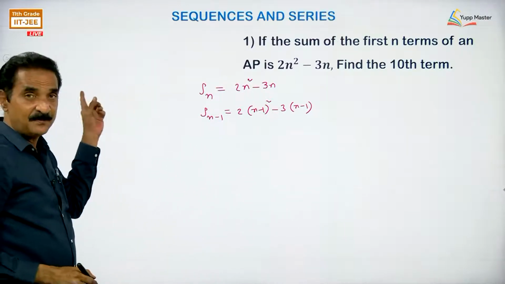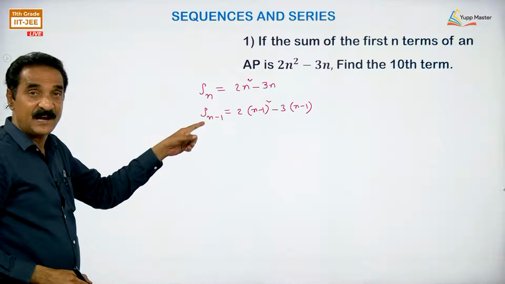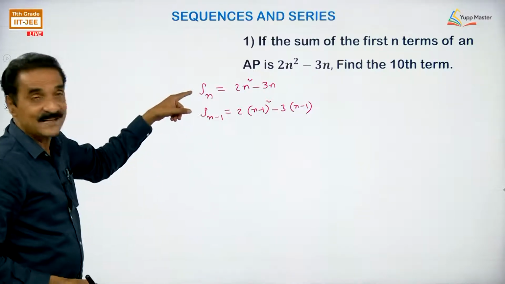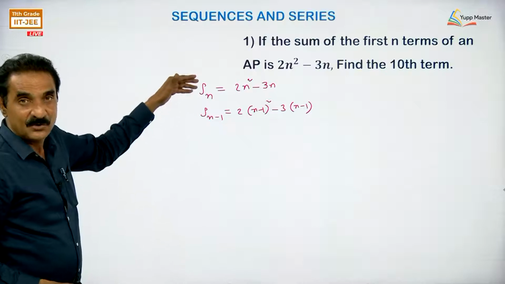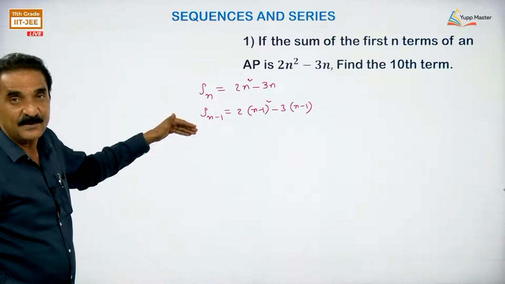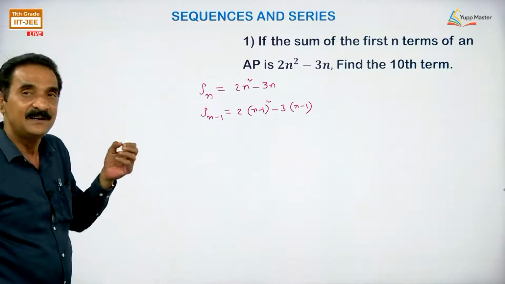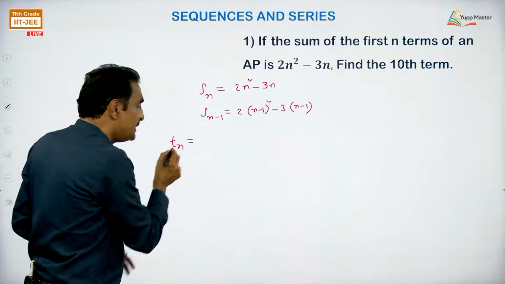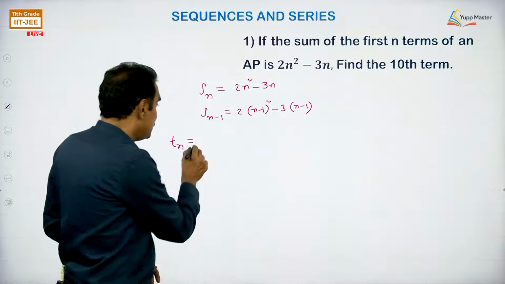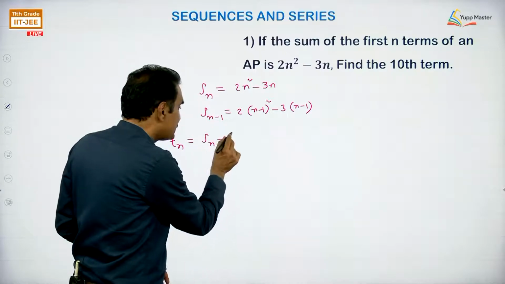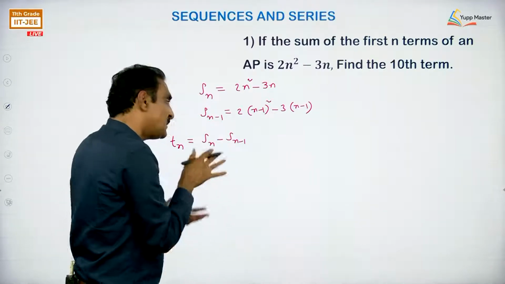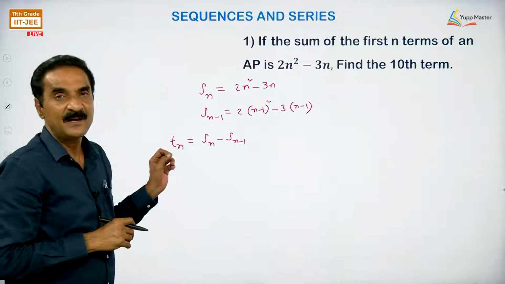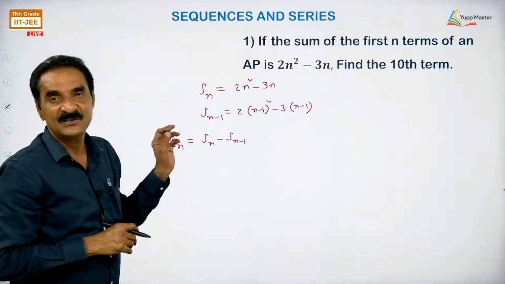Sn is the sum from T1 to Tn, Sn minus 1 is the sum from T1 to Tn minus 1. So Tn is extra in Sn. So if you subtract Sn minus 1 from Sn, what will you get? Tn. The nth term Tn will be given by Sn minus Sn minus 1. Not only for AP, for any progression, the nth term is given by Sn minus Sn minus 1.